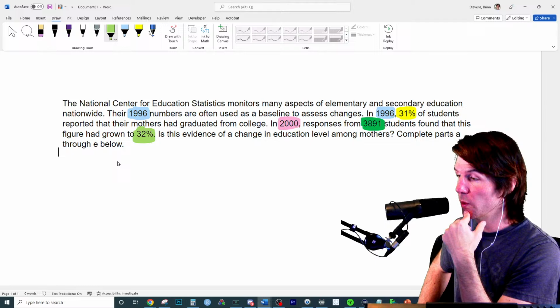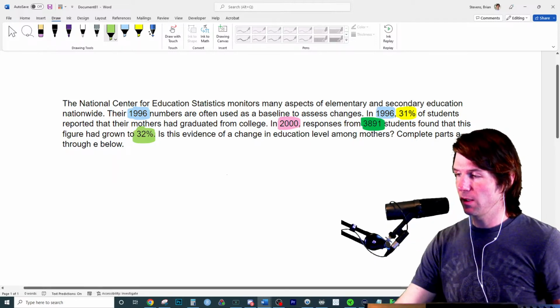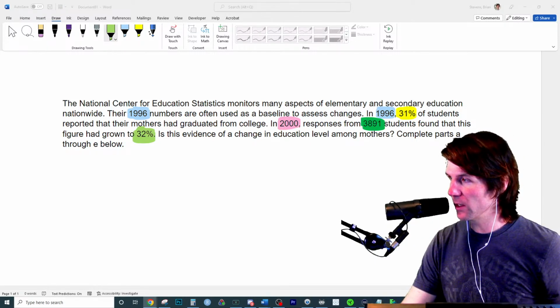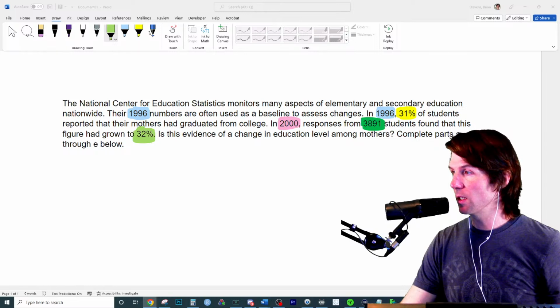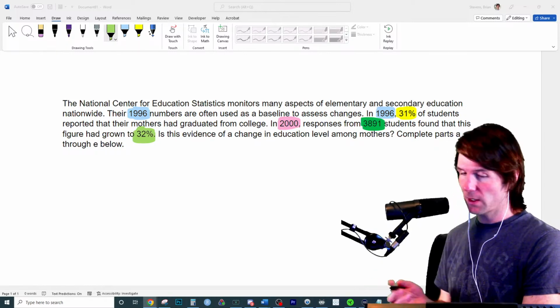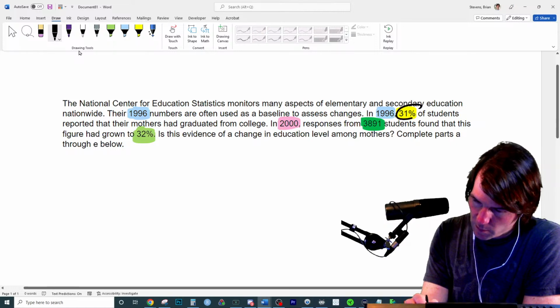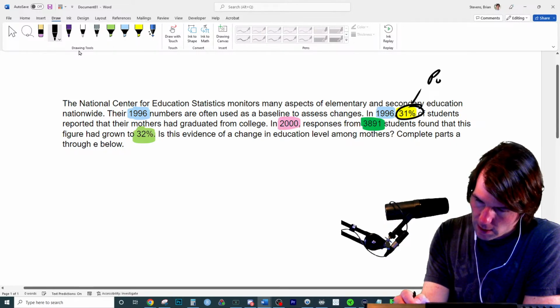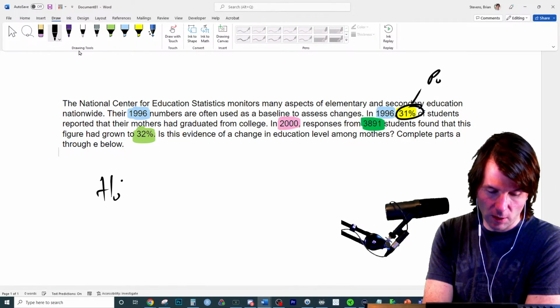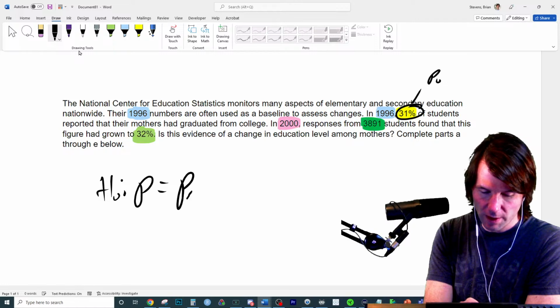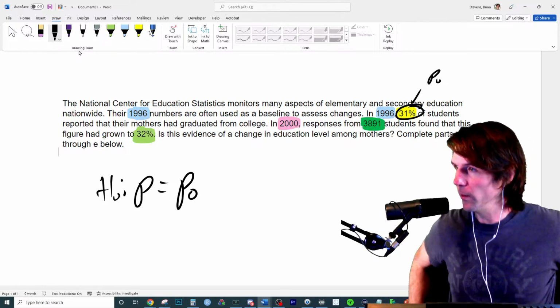So we don't know what the truth is. P naught. Great job, Lindsay, right there. That is correct. P naught is the hypothesized value. P naught is what we're going to hypothesize is true. So this is P naught, which we can use down here to say the null hypothesis is that P equals P naught, and that's going to be very important in a moment.